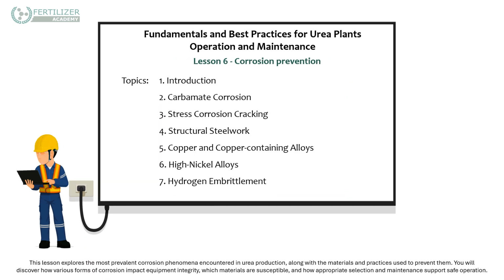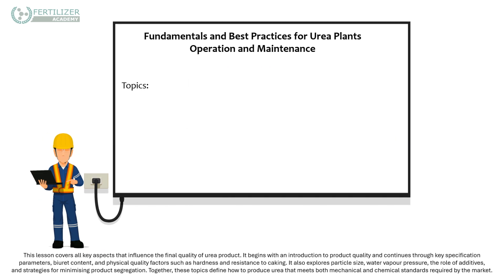Lesson 6. This lesson explores the most prevalent corrosion phenomena encountered in urea production, along with the materials and practices used to prevent them. You will discover how various forms of corrosion impact equipment integrity, which materials are susceptible, and how appropriate selection and maintenance support safe operation.